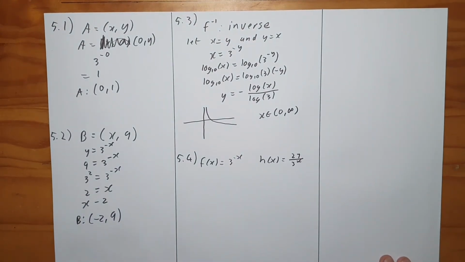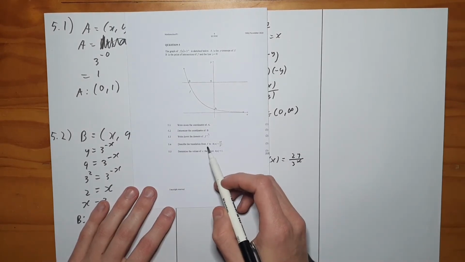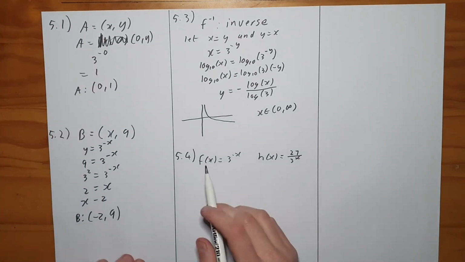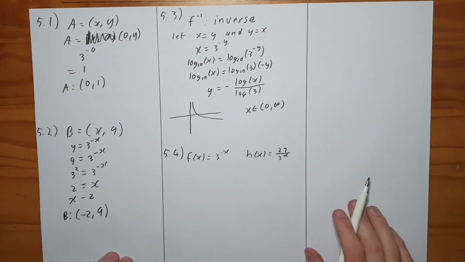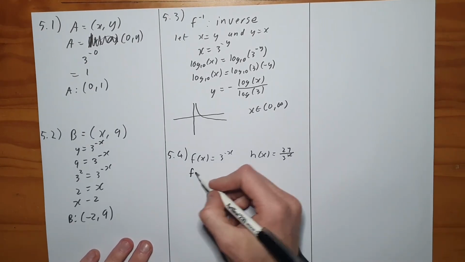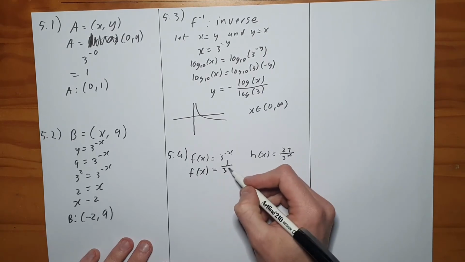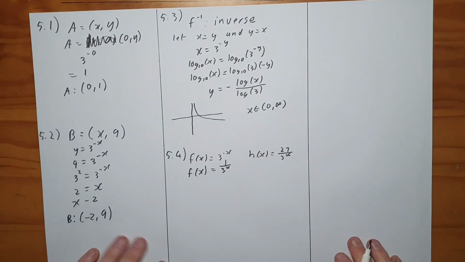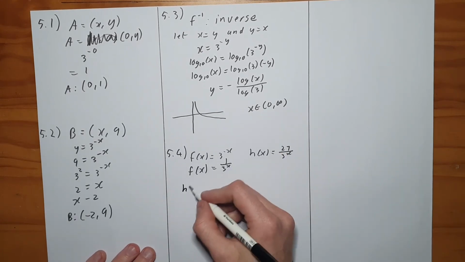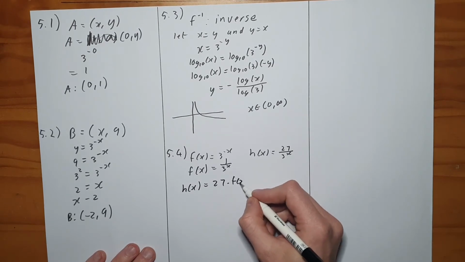Okay, now looking at the next question, it says describe the translation from f to h of x. I've given you the formulas here. f is 3 to the negative x, h is 27 over 3 to the x. We can see that h of x is just multiplying f of x by 27. So technically h of x equals 27 times f of x.